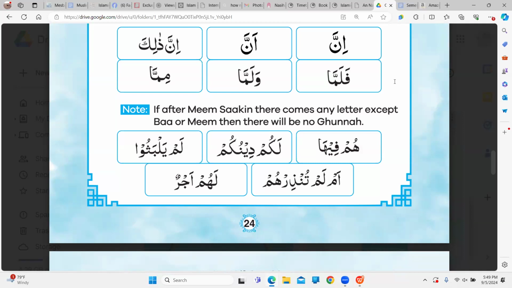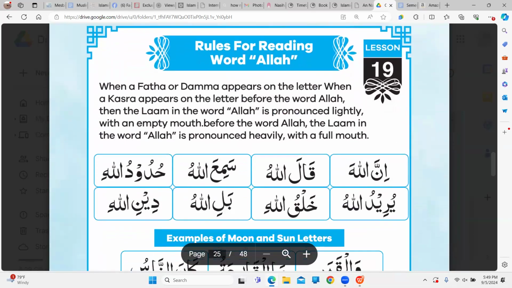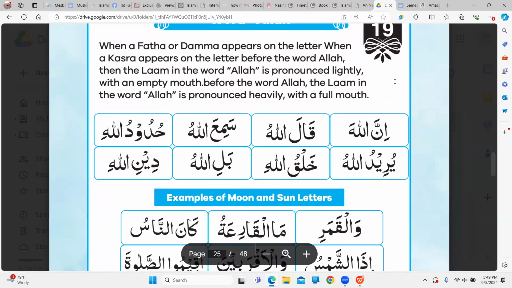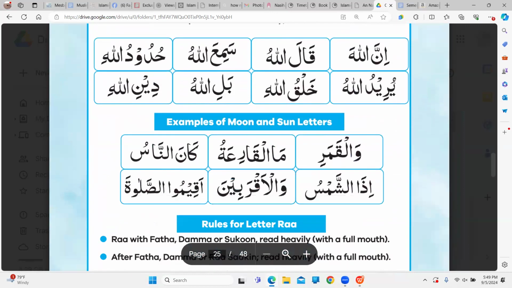After mim sakin comes any other letter besides ba and mim. Fa is one of the letters. So the mim will be recited clearly, no gunna. So hum. Fa kasra fi, kasra before ya sakin, and alif long fi. Hum fi. Ha fatha before alif, and then alif long ha. Hum fiha. And don't forget to say one alif long. That is important. Okay. Then I mentioned yesterday also, Inna Allah.